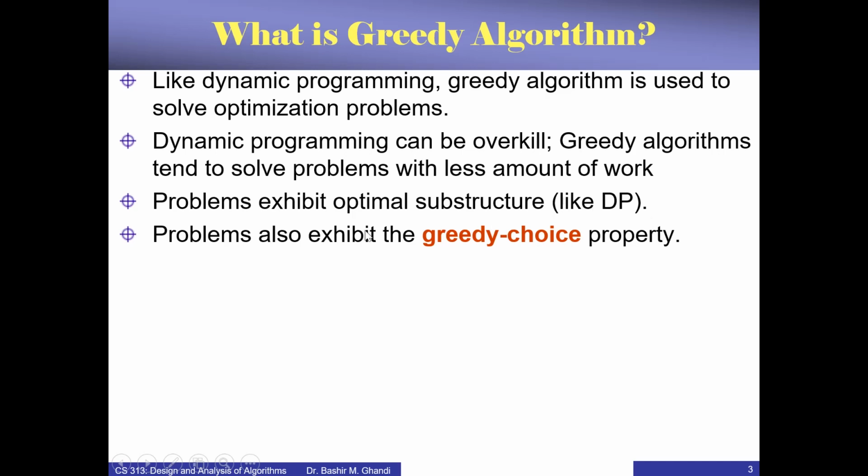However, for problems that you can solve with a greedy algorithm, the next important property they satisfy is that they exhibit what is called the greedy choice property. So this is the difference. It's not all dynamic programming problems that you can solve with greedy. Only those that exhibit the greedy choice property.